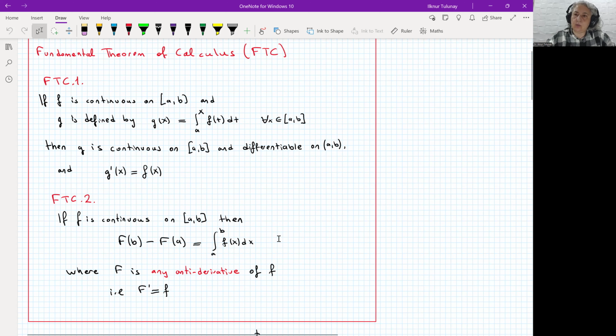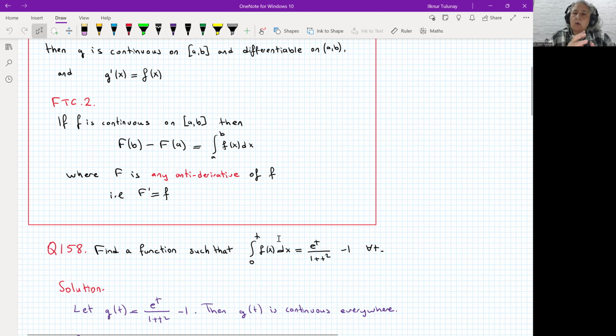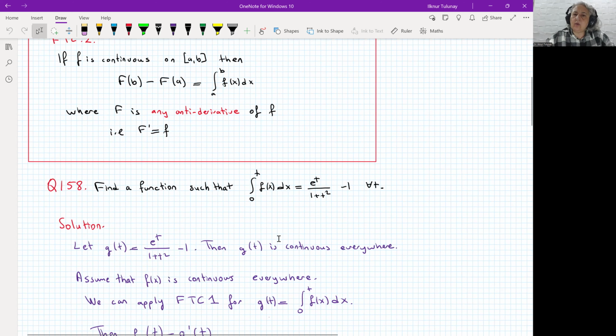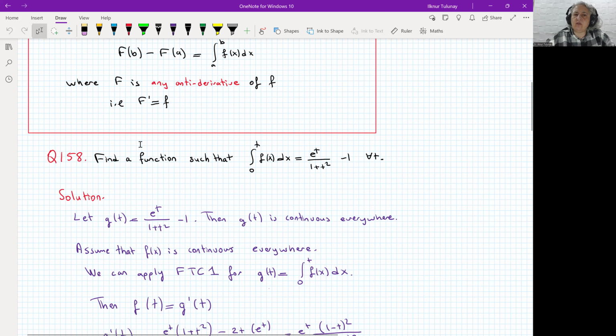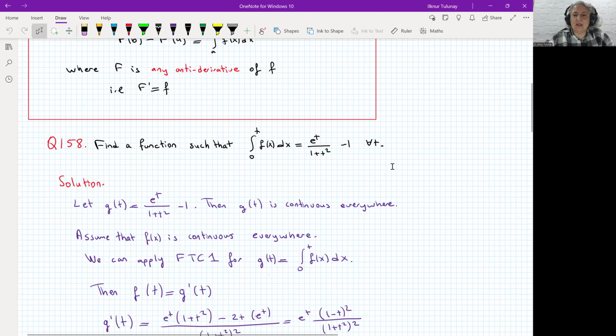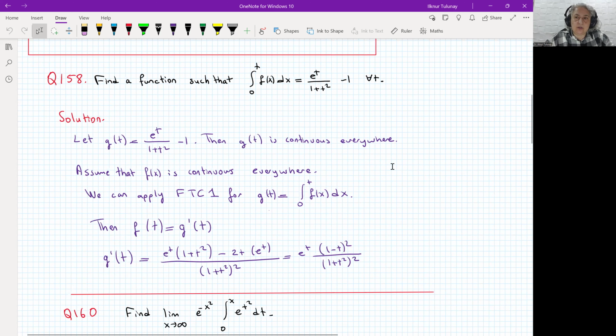Okay, let's go through the problems and try to understand how we can use this theorem. In this question, we want to find a function satisfying this condition for all t. We don't need to calculate anything at all. We are just going to use the theorem. So call this function g(t). It is continuous everywhere because this is an exponential function, which we know is continuous, and this is a rational function with no singularity here, so it is continuous everywhere.